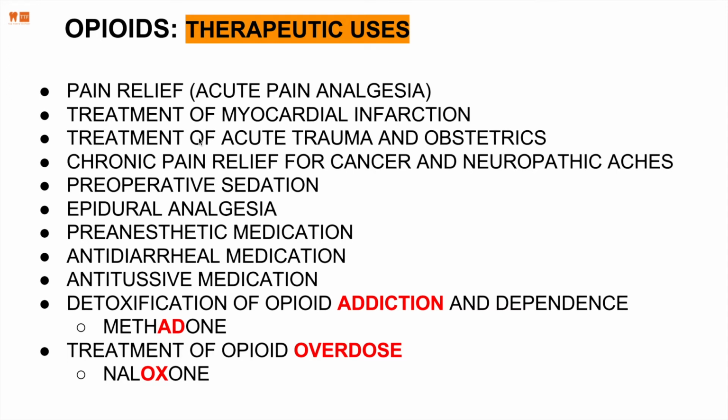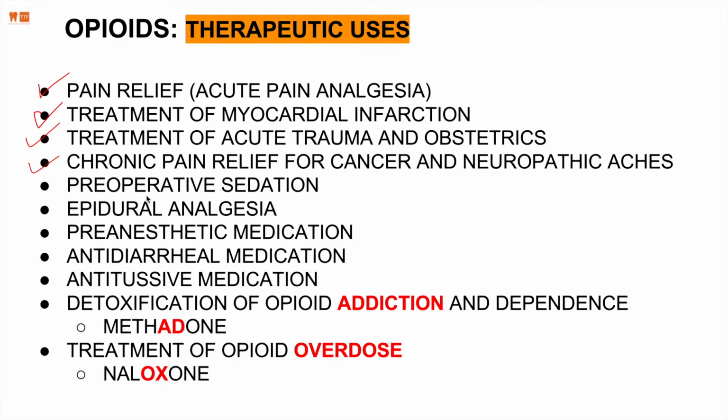Continuing with therapeutic uses this time, we're going to talk about when to use opioids. First of all, for acute analgesia, when we need pain relief right away, immediately. For treatment of myocardial infarction, this has to do with a severe amount of pain, right? This myocardial infarction is what they call doomsday-worthy pain. And then treatment of acute trauma and obstetrics, this is during labor. Chronic pain relief for cancer and neuropathic aches, again, chronic, excessive pain.